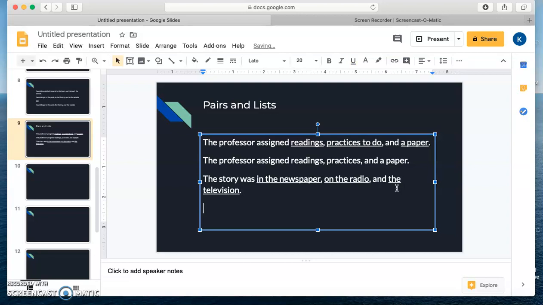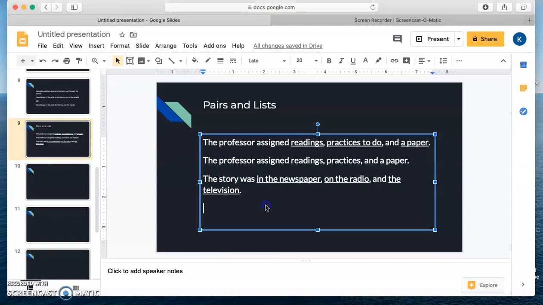Now, let's look at our phrases in this sentence. In the newspaper, on the radio, and the television. Well, here we have a prepositional phrase, and here we have a prepositional phrase, but we don't have a prepositional phrase here. On top of that, this prepositional phrase and this prepositional phrase do not match up. So how do we fix this? How do we get around this? Well, it's actually very simple.